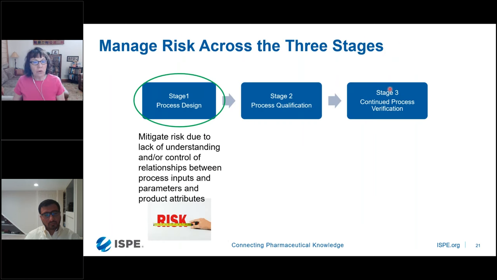So let's move into talking in a little bit more detail about what we're doing in each one of the stages. In stage one, we'll ground ourselves with, we're mitigating risk in stage one due to the lack of process understanding and or control of the relationships between process inputs and parameters and the product attributes that we want to maintain within some range that we have determined is good for the patient.